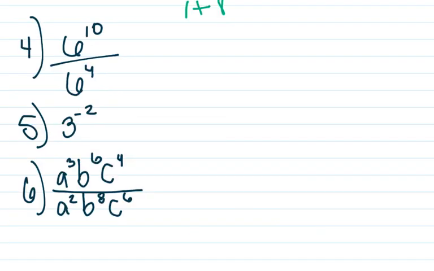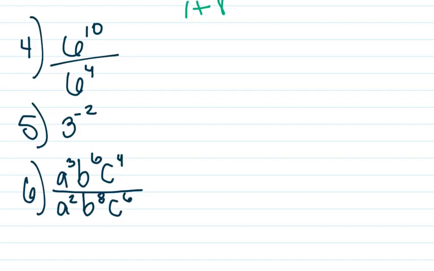Okay, so here are your next 3. They do get a little more difficult, but hopefully you guys understand them from the notes. So you have 6 to the 10th divided by 6 to the 4th. 3 to the negative second. That one I just want you to make positive. And then the last one, yes, there seems to be a lot going on, but you guys can do it.